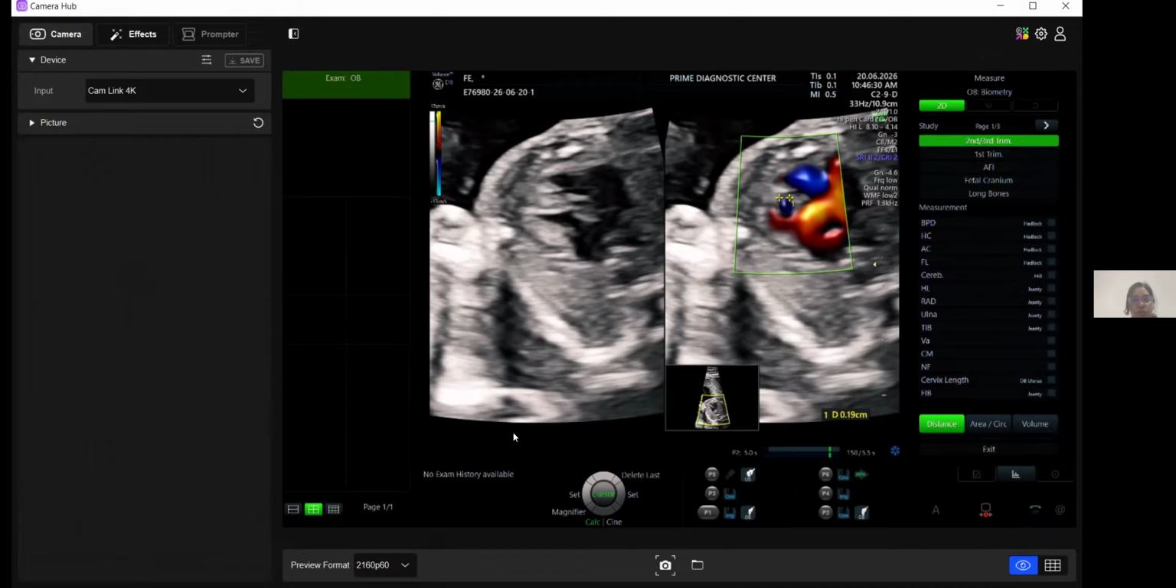And sir, you are lowering the gain. You're lowering the color gain or the 2D gain or both? Color gain. Color gain, okay.